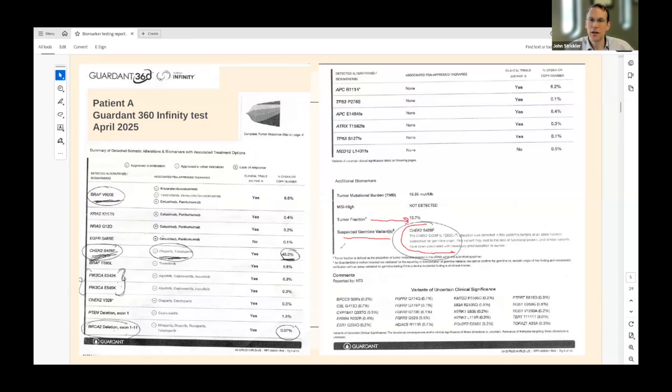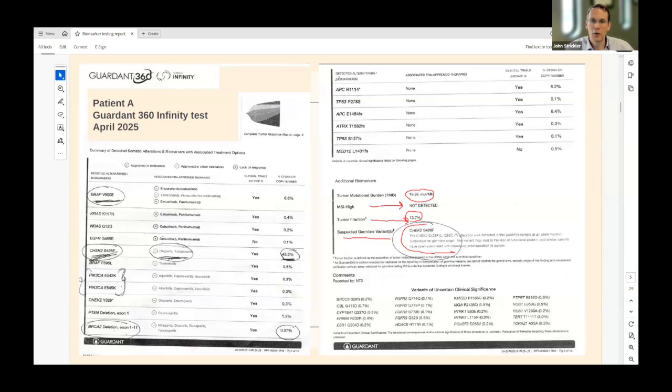They've also in this Infinity panel added tumor fraction. And that's basically telling you an absolute volume of circulating tumor DNA. Anything more than 1% I consider to be meaningful, and this one's pretty high at 13%. You see the tumor mutational burden has gone up, but I would say that that is likely to be an artifact of all the treatment the patient has received over time. It does not mean that the person should get immune therapy. MSI high is still not detected.